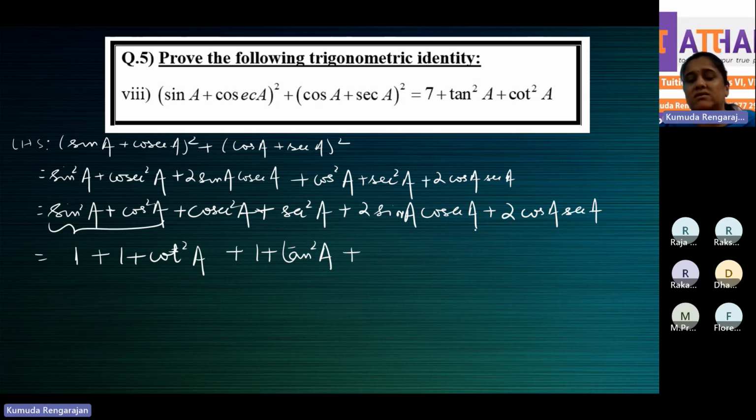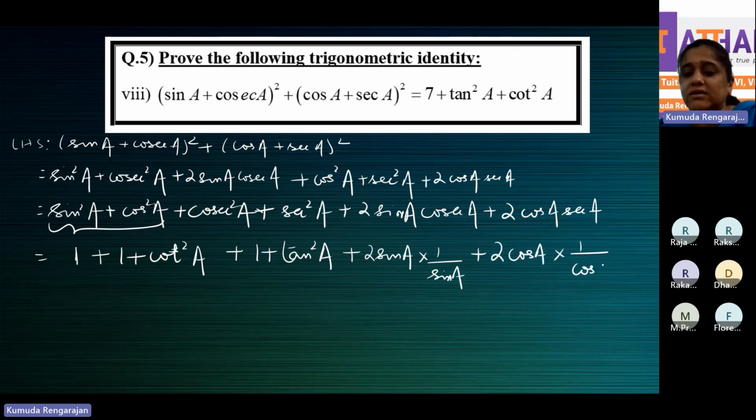Plus, now here you have to change it to the other ratios. So 2 sin A into cosecant. See, cosecant square A is 1 plus cot square A. Cosecant A is not 1 plus cot A. It is 1 by sin A. So reciprocal ratios: 1 by sin A plus 2 cos A into 1 by cos A.